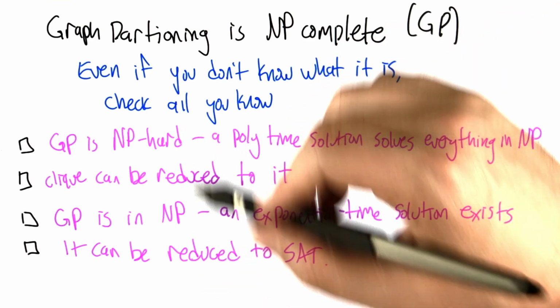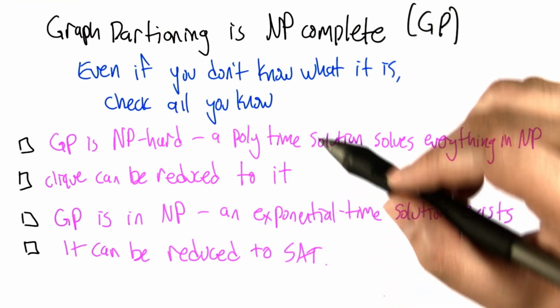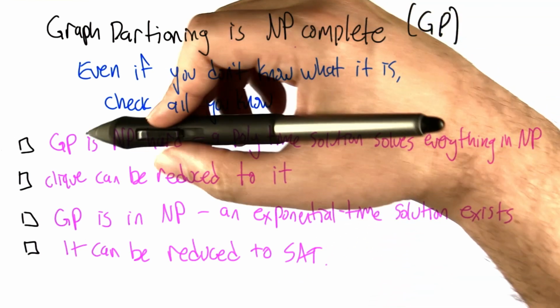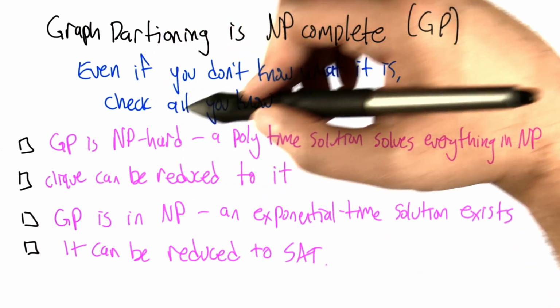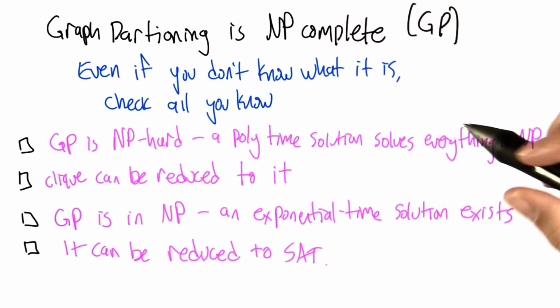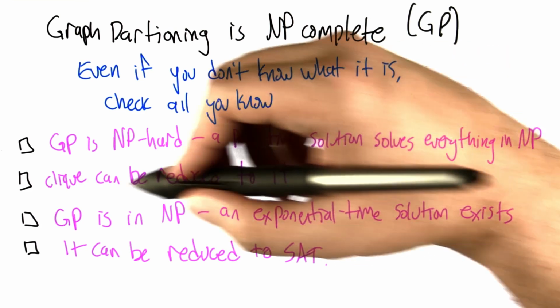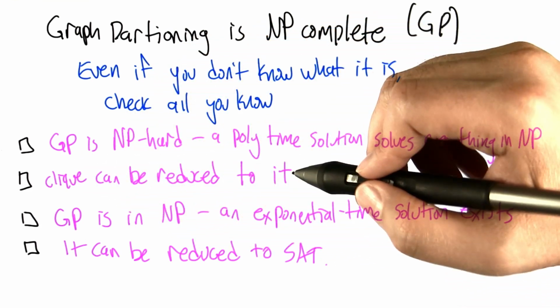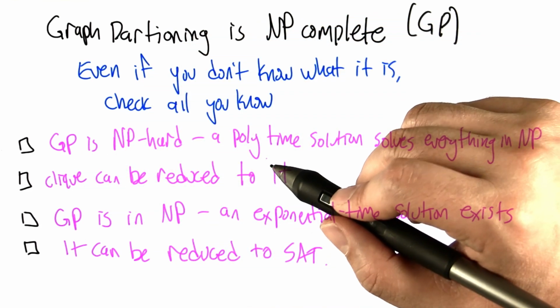So which of these, check all that apply, which ones do you know? If I tell you that graph partitioning is NP-complete, does that mean it's NP-hard, and therefore that a polynomial time solution for that problem solves everything in NP? Do we know that the problem clique can be reduced to it, given what we've said so far in this unit about clique?